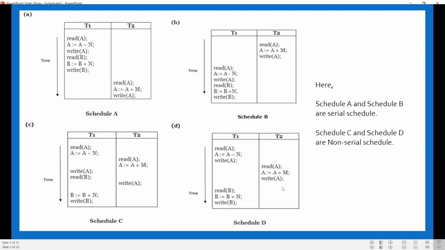Even in schedule D, you can see T1 has a set of operations, then T2 has a set of operations, and there are interleaving operations between T1 and T2. So in these four examples, A, B, C, D, A and B represent serial schedules and C and D represent non-serial schedules.